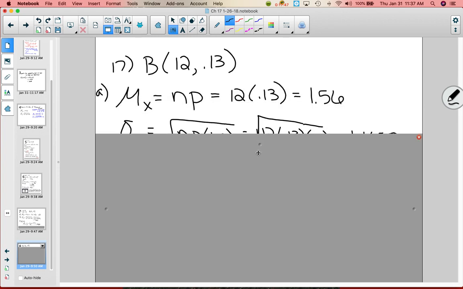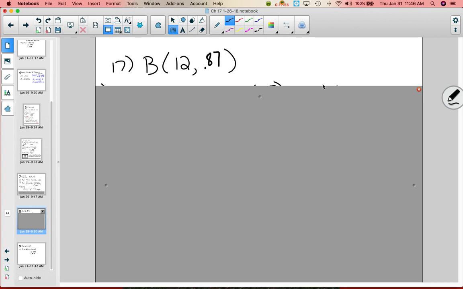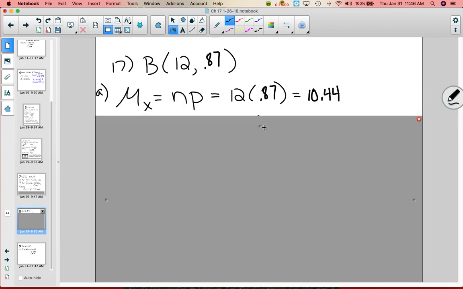So my problem is wrong. So let me pause this and redo. Okay, so I fixed it, and it's a binomial. N is 12. Probability of success, since we're looking at right-handed, is 0.87, 1 minus 0.13. And see how important it is to read the problem carefully.